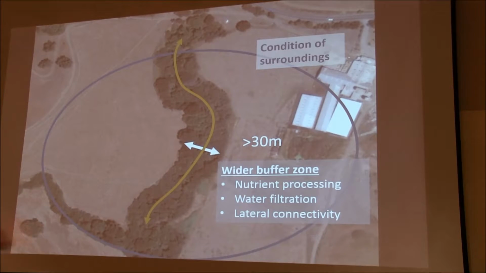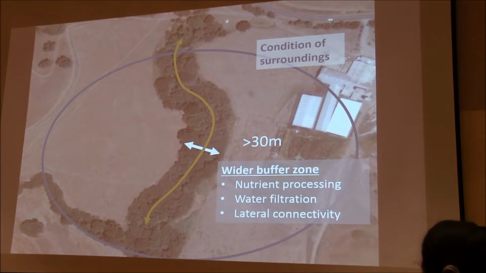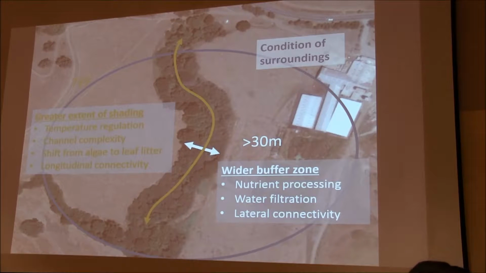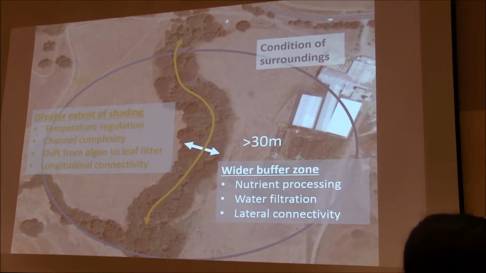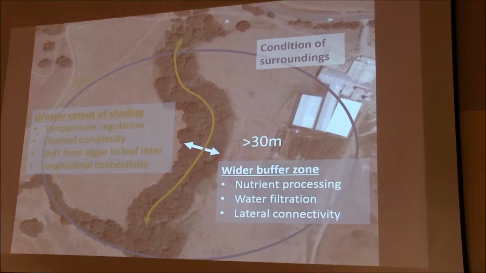But what I'm going to focus on today is a different dimension of this riparian buffer, and that's the length, the linear buffer length. And longer buffers also have the potential to improve benefits even in cases where the buffers are quite narrow because they're extending the length of shading. So when you have a greater extent of shading, it can help with temperature regulation, a longer area with more complex channel and better habitat. It can also cause a shift in food resources from algae and the more sunny sites to leaf litter potentially, and it provides more of this longitudinal connectivity.